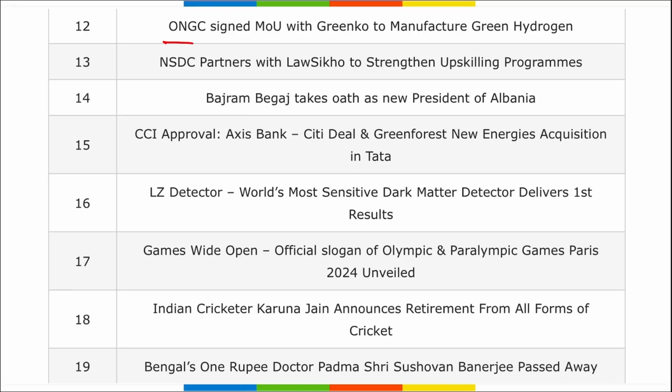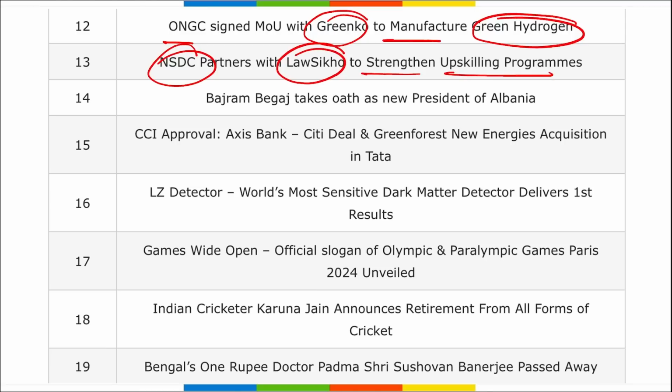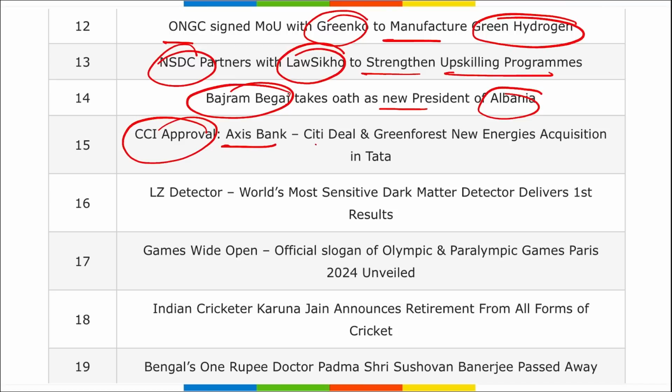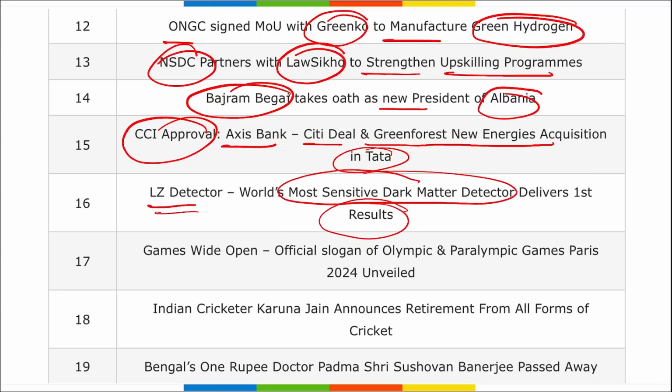Next, ONGC signed an MoU with Greenko to manufacture green hydrogen. NSDC has partnered with LawSikho to strengthen upskilling programs. Bajram Begaj took oath as the new president of Albania. CCI approved Axis Bank's purchase of Citi. Then LZ detector, the world's most sensitive dark matter detector, delivered its first result.